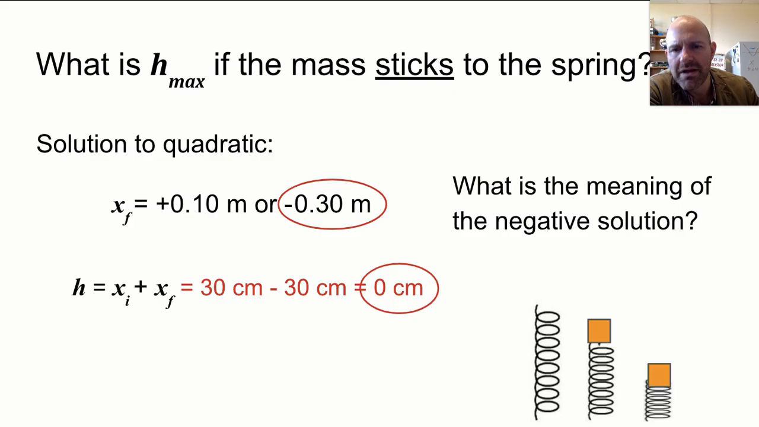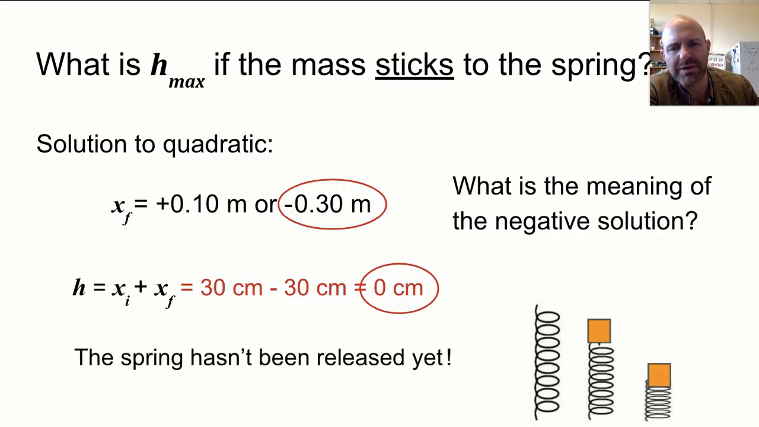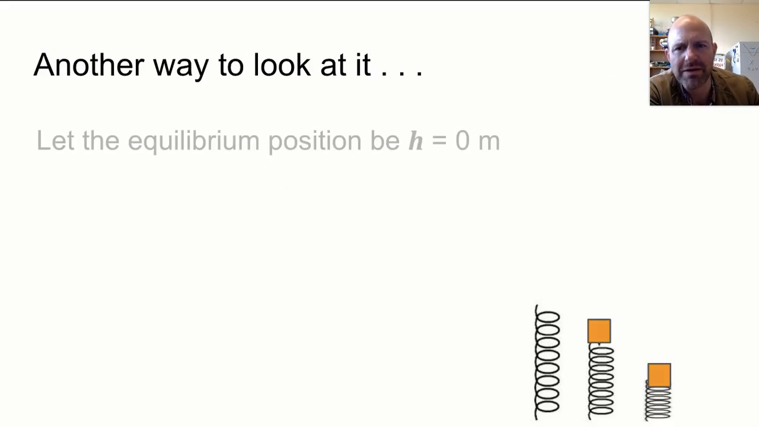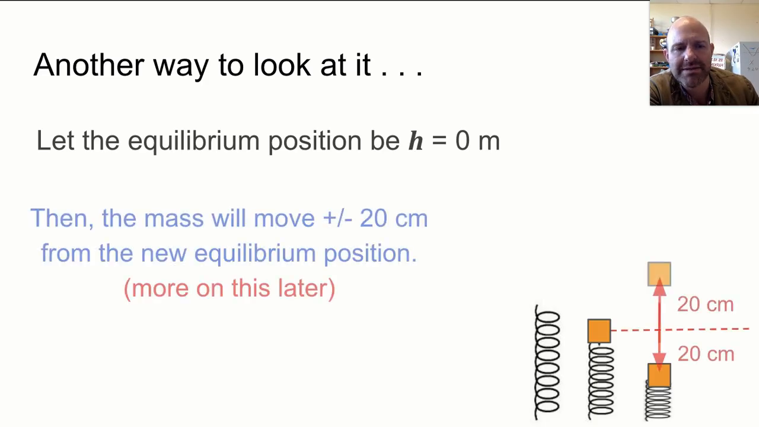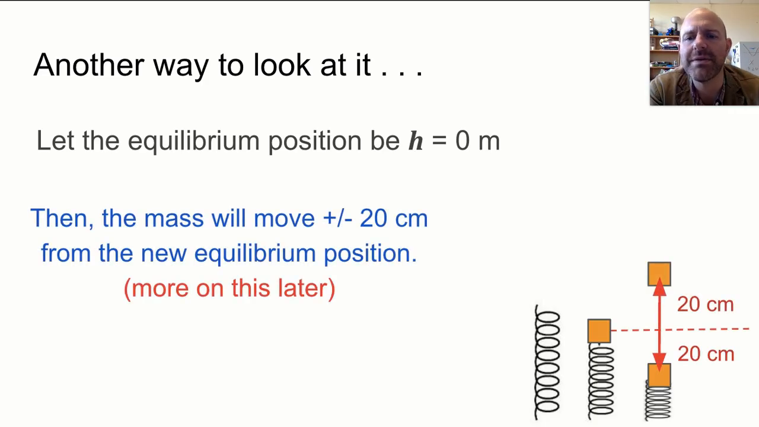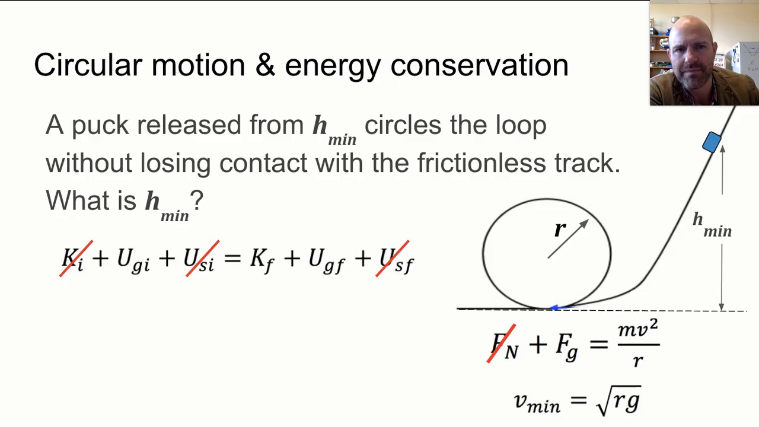The negative solution is back when it was at height 0, which is the other option, right? That's when it's stopped as well. Either the spring hasn't been released yet, or it comes all the way back to it. So another way to look at this is if the equilibrium position is the height, then it goes up 20 centimeters or down 20 centimeters, and it'll oscillate between those 2 points.